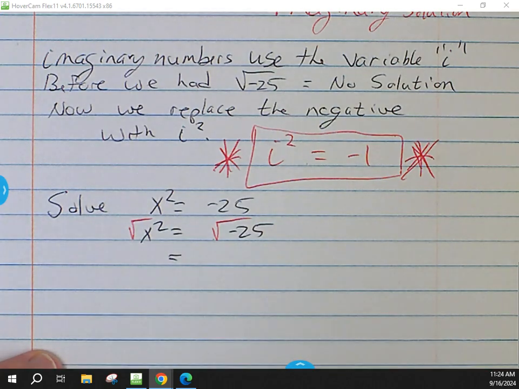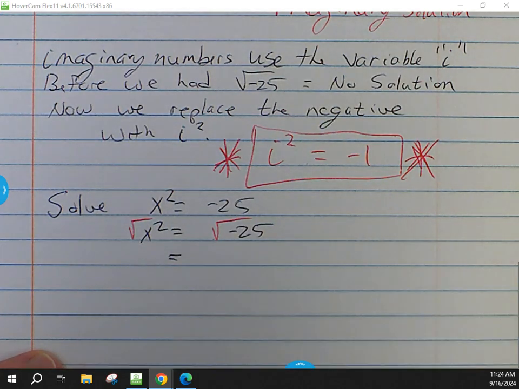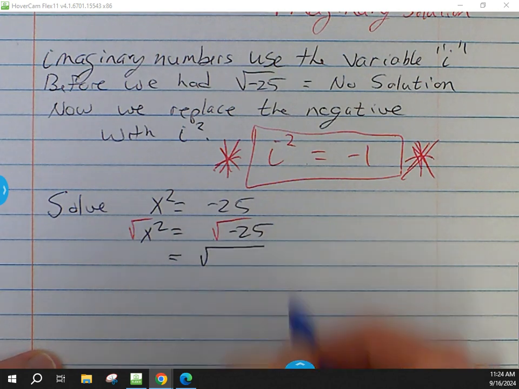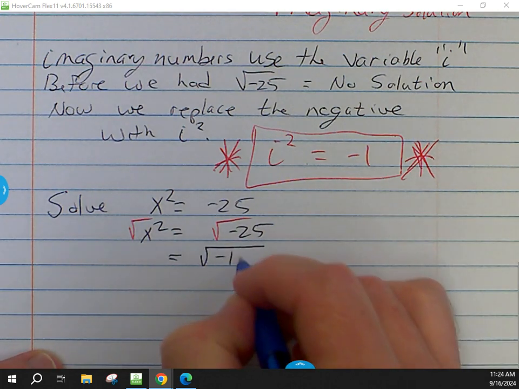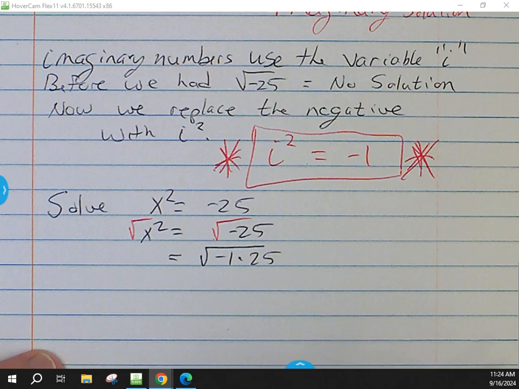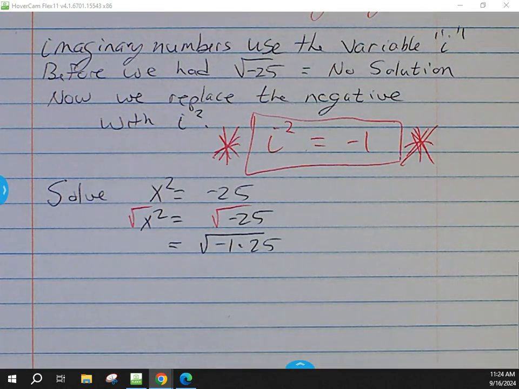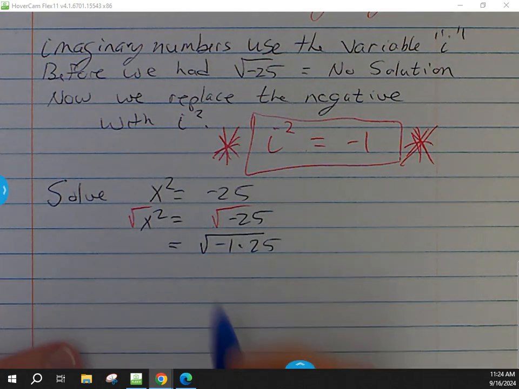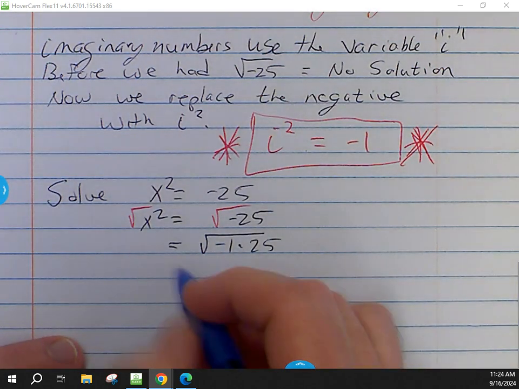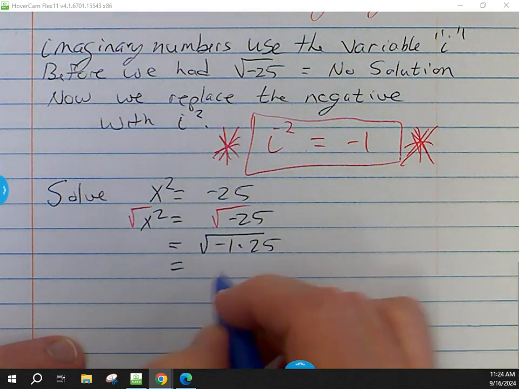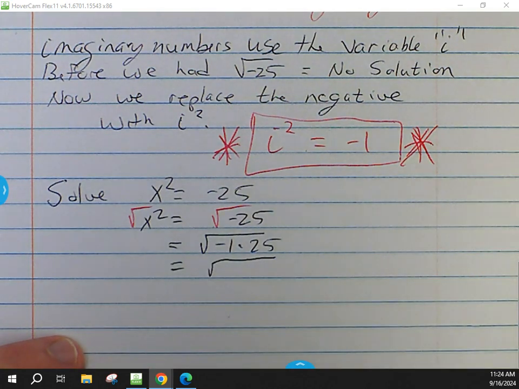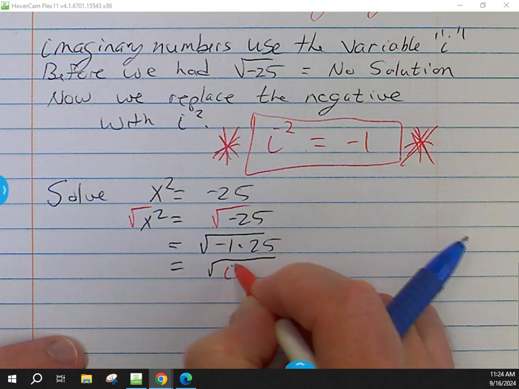So what we're going to do is take this negative 25 we have and rewrite it as negative 1 times 25. Now, here's the thing. You're not going to have to do this every single time. We're going to show you how to get through it the first time, and then after this, you can shortcut it to get to the answer. But we've got negative 1 times 25. We're going to take out this negative 1 and rewrite it with i squared.